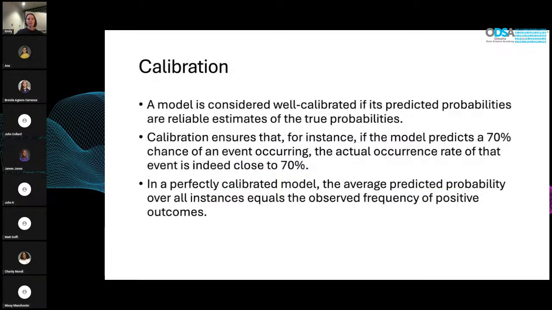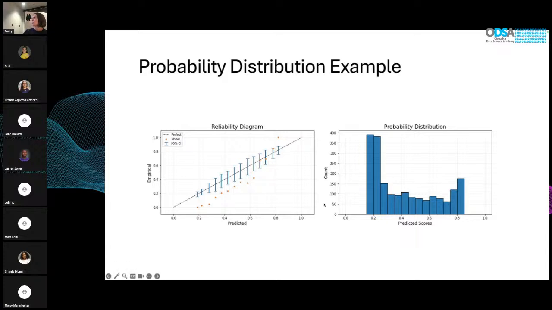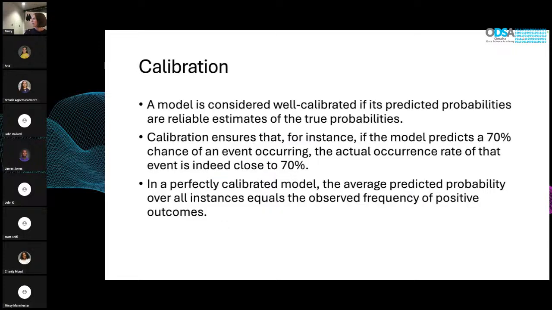Okay, so model calibration. A model is considered well calibrated if the predicted probabilities are reliable estimates of true probabilities. So in that scenario we said before, we want a model where a tenth of the time it predicts 0.1, a tenth of the time it predicts 0.2, a tenth of the time it predicts 0.3. Calibration ensures that if the model predicts a 70% chance of an event occurring, the actual occurrence rate of that event is close to 70%.